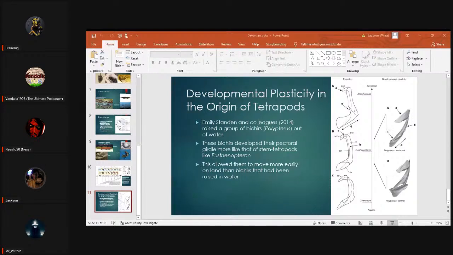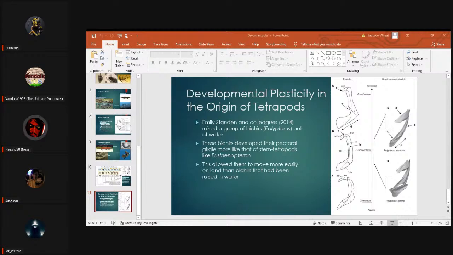These guys get raised on land, and they actually have an easier time moving on land thanks to developing slightly differently through their ontogeny than the control group, which was raised totally aquatic. So they actually develop more like Eusthenopteron and other stem tetrapods, which is pretty neat. It raises the possibility that developmental plasticity played a role there.